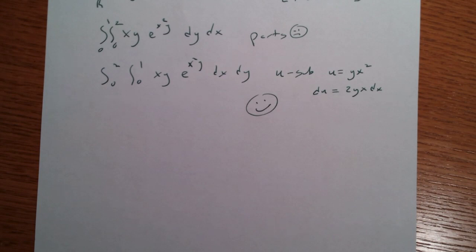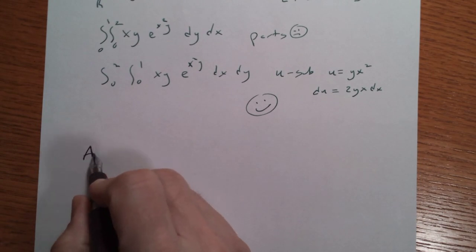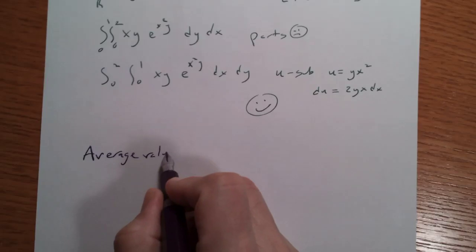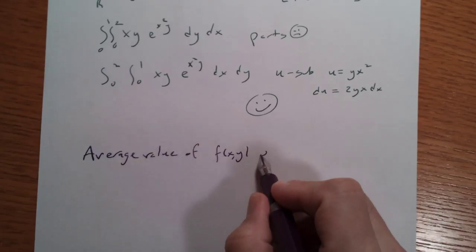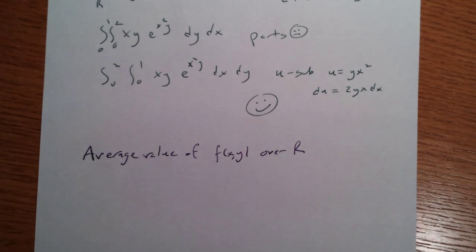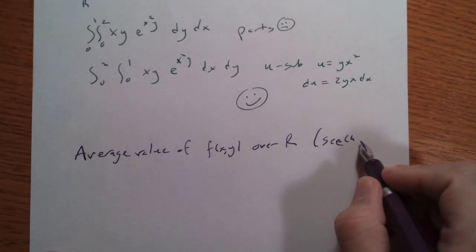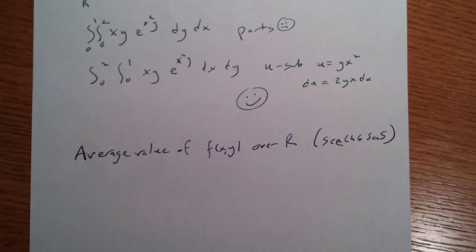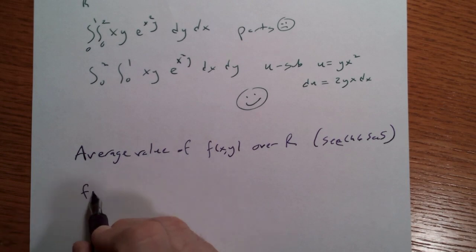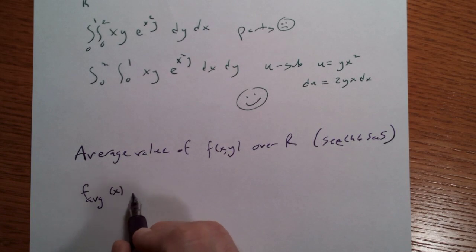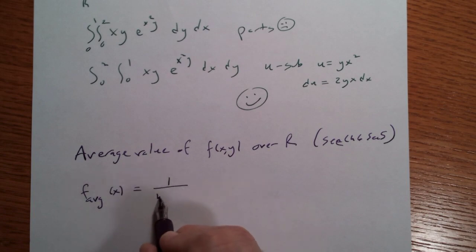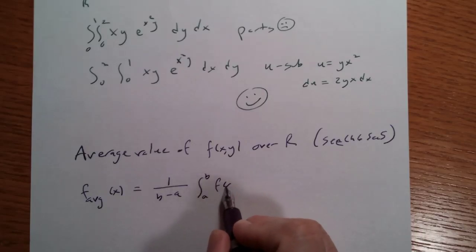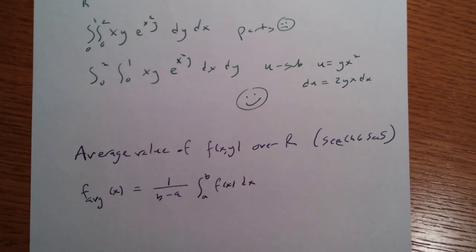One last note before we go. There's another formula that I think is very useful that we did before. Back in chapter 6, I believe, chapter 6, section 5, we did the average value of a function. And we said that the average value was 1 over b minus a, the integral from a to b, f of x dx. You took the integral and you divided by the length of the section.